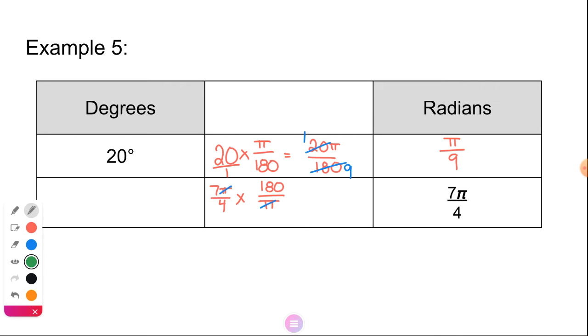Similarly, we're going to simplify the 180 with the 4, because one's in the numerator, one's in the denominator, and they're divisible by each other. So if we look at that, 4 goes into 180 45 times. So this here becomes a 45, and 4 goes into 4 one time. Okay. When we multiply all of that together, we get 7 times 45, which is 315, and 1 times 1, which is 1. So the resulting degree is 315 degrees.